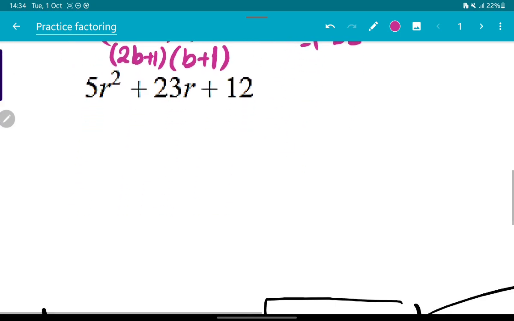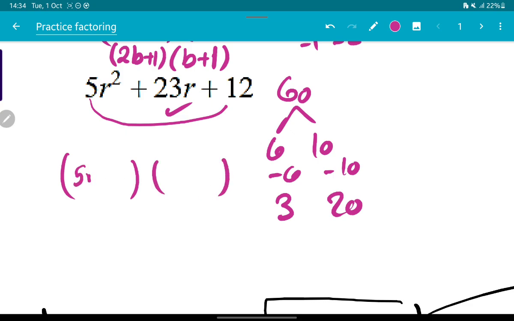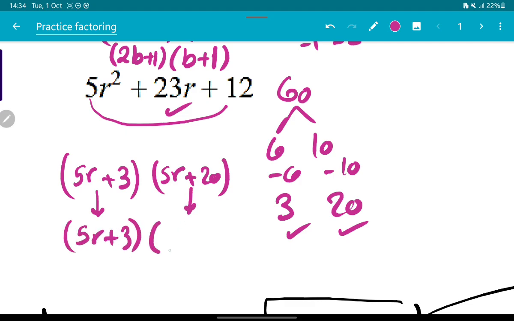This one, the same idea. 5 times 12 is 60. What are the factors of 60? 6 times 10, negative 6 times negative 10. We can try 3 times 20. When we add them, it's 23, like the middle term. So we will have two brackets, 5r plus 3 and 5r plus 20. Then we cannot divide this, it will be 5r plus 3. We can simplify this to be r plus 4.